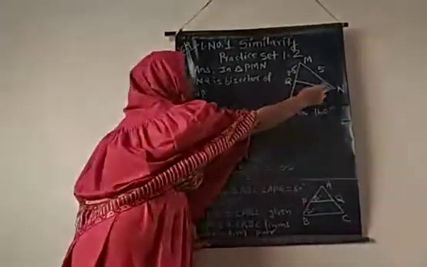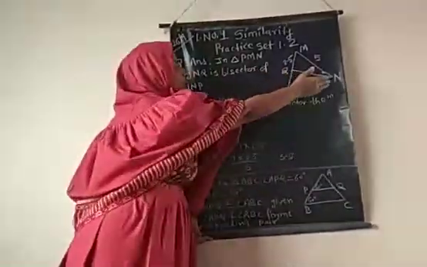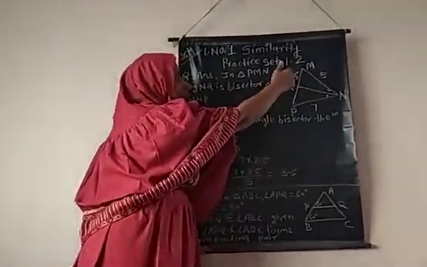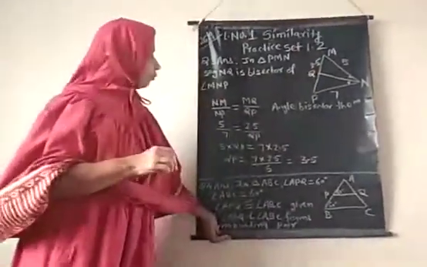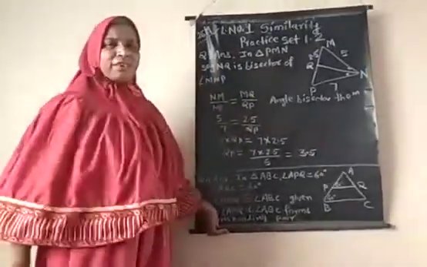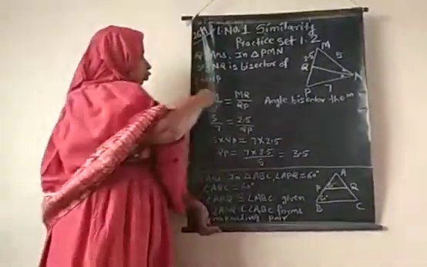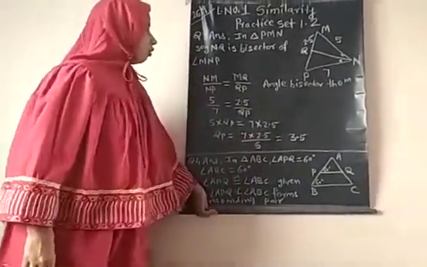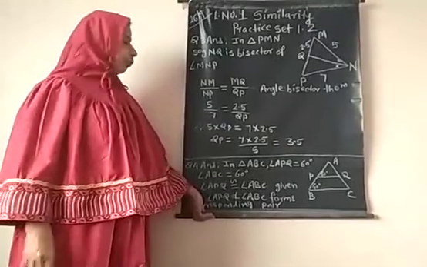Now, because of this NQ bisector, the opposite side of vertex N, that is side MP, is also divided into two parts, MQ and QP. Since an angle bisector is given in this question, we are using the angle bisector theorem to find the value of QP, that is the length of QP.